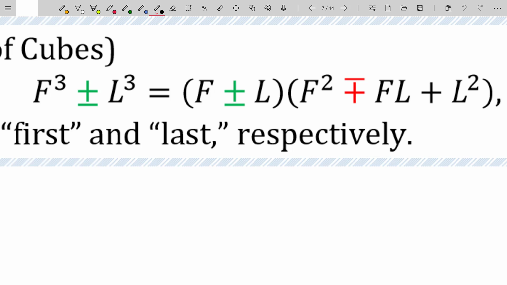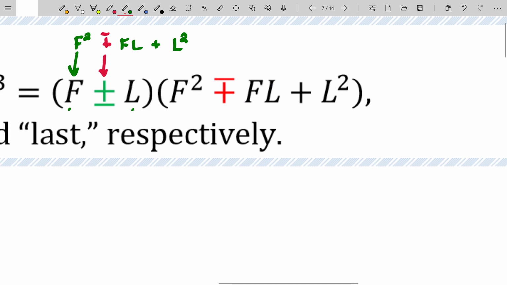The formula that likely you're going to commit to memory is first cubed plus or minus last cubed is the same thing as first plus or minus last times the quantity first squared, and then it's going to be the opposite of what you add here. So if it's a plus minus, it's a minus plus, and then the product of first and last here, and it always ends with a plus the last item squared, and you can see that right there.